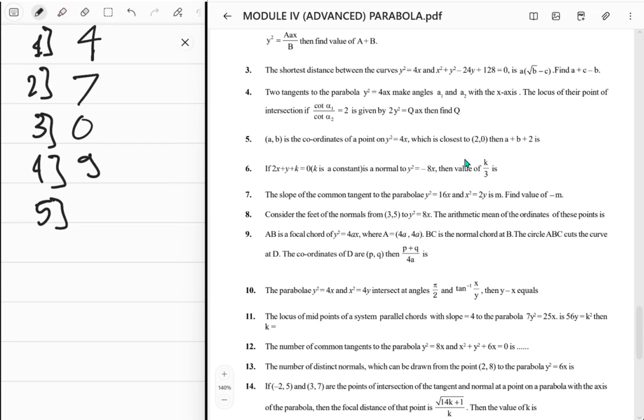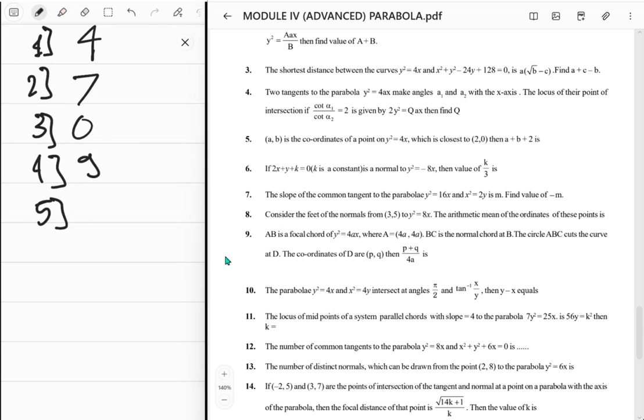Which is closest to this. Okay, so the condition for 3 concurrent normals, what was that? For that, you should have h bigger than 2a, right? This has h just 2 and this is 2a. These are all the same. It's not bigger than 2a, so it's not going to be 3.